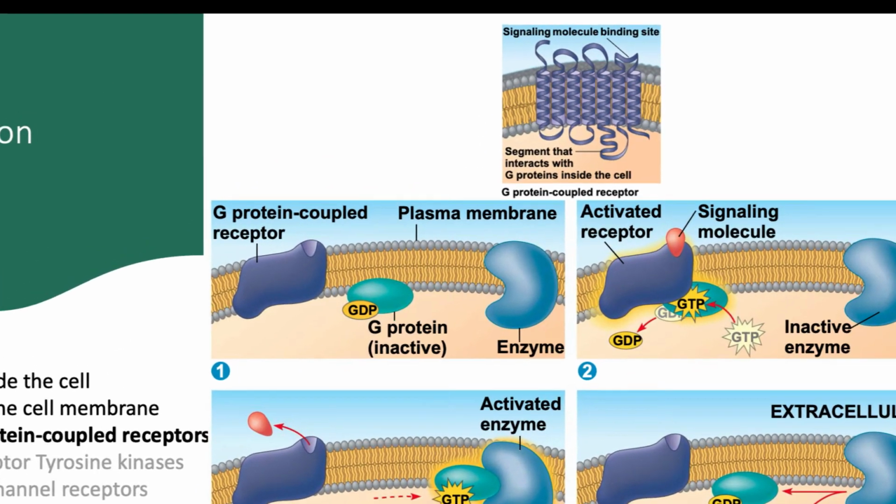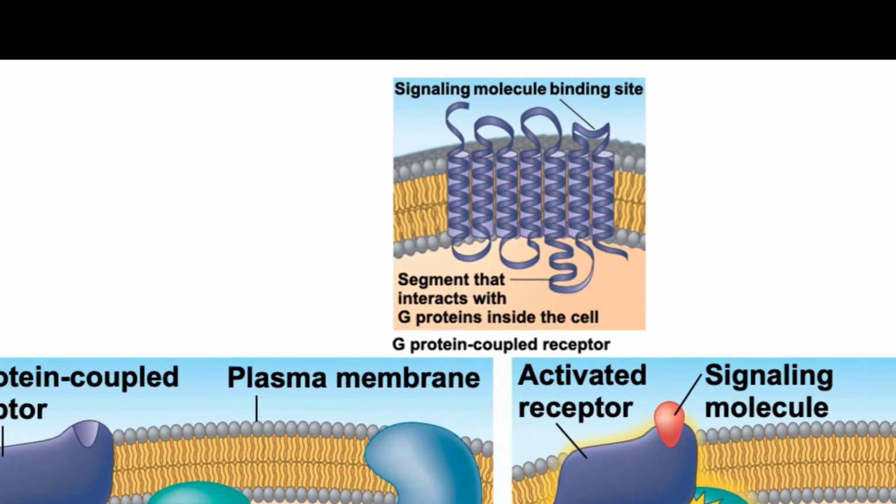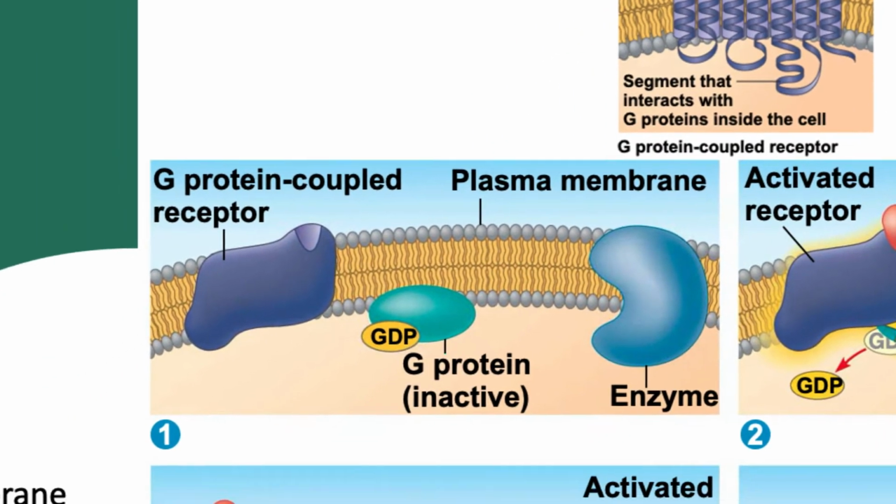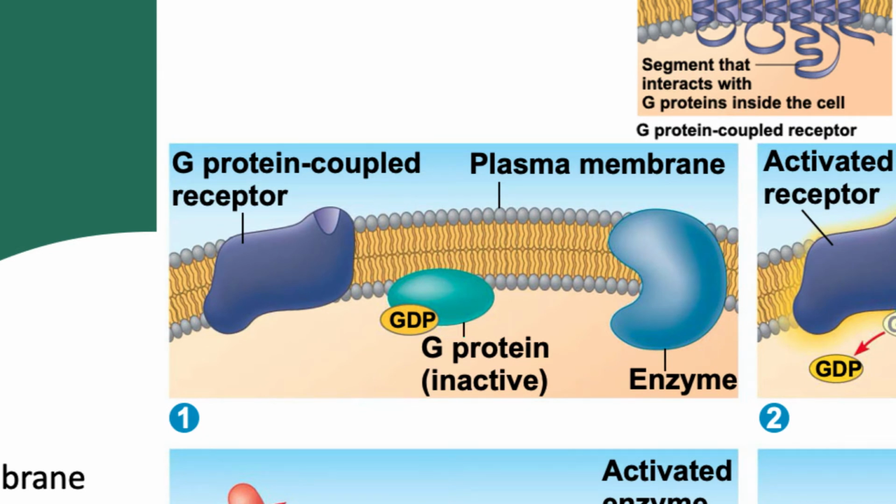G-protein coupled receptors are large proteins embedded in the plasma membrane. On the outside of the membrane, they have a binding site to receive particular ligands, and on the inside, they have a binding site for a G protein. The G protein can be classified as either being on or off, depending on whether it has a GDP or a GTP attached. Now, GDP and GTP are similar to ADP and ATP, except they're made of guanine instead of adenine. But they have a similar effect in terms of their energy delivery.